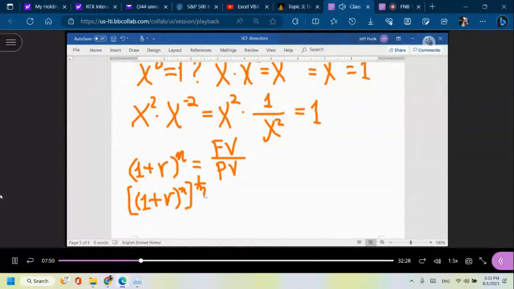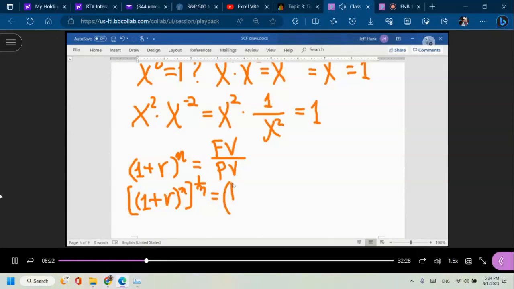Okay, over n. And then think about it. If you raise, this is an equation, that means the left-hand side is equal to the right-hand side. So to keep that equality between the two sides, whatever you do to one side, you must also do the same to the other side. So I raised the left-hand side to 1 over n. So what does that mean?